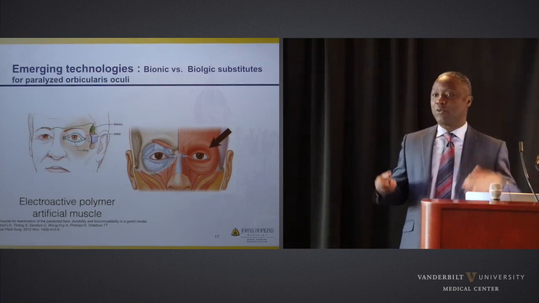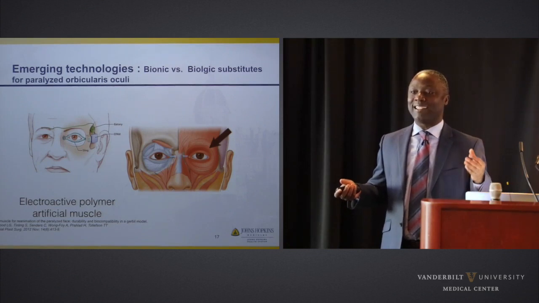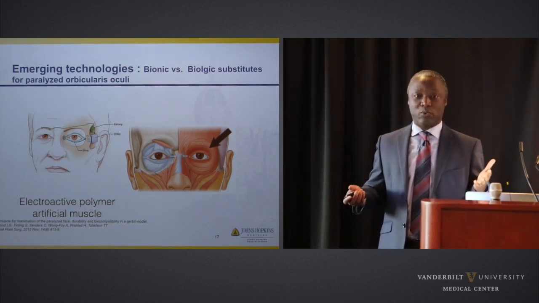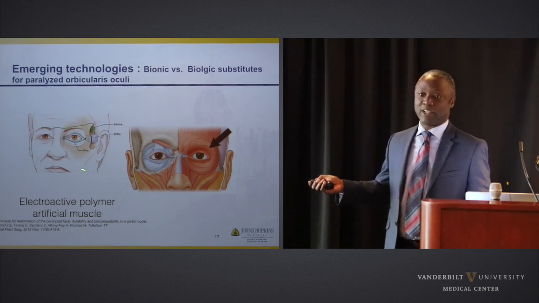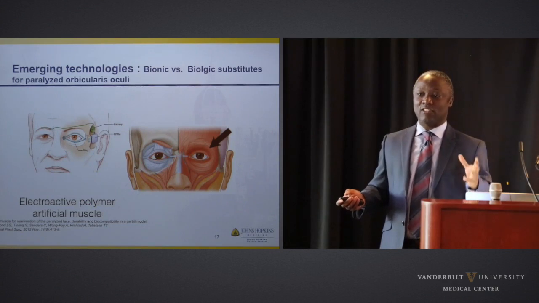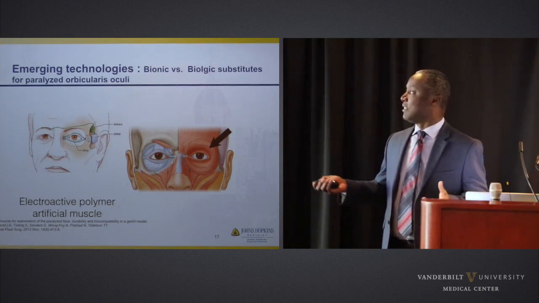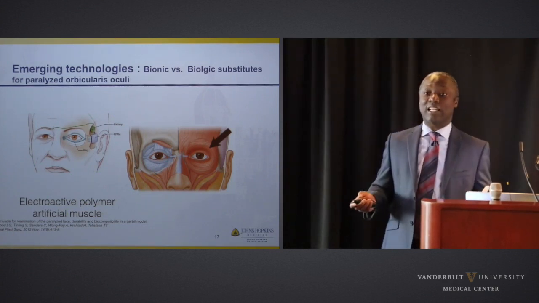Again, this is the 21st century, and we're using weights. Weights are a static way of trying to correct a dynamic system. We should look for better ways. A lot of groups are working on bionic methods of trying to develop a polymer that will contract and simulate a muscle. This paper came out, I think, several years ago. We haven't seen it in clinical practice.